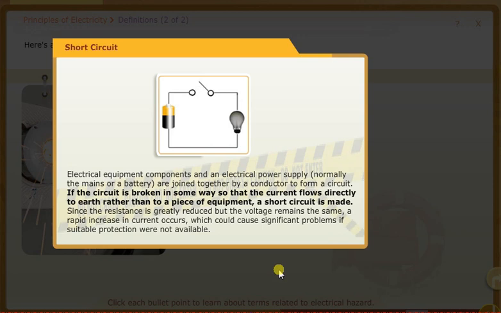Short circuit. Electrical equipment components and an electrical power supply, normally the mains or a battery, are joined together by a conductor to form a circuit. If the circuit is broken in some way so that the current flows directly to earth rather than to a piece of equipment, a short circuit is made. Since the resistance is greatly reduced but the voltage remains the same, a rapid increase in current occurs, which could cause significant problems if suitable protection were not available.